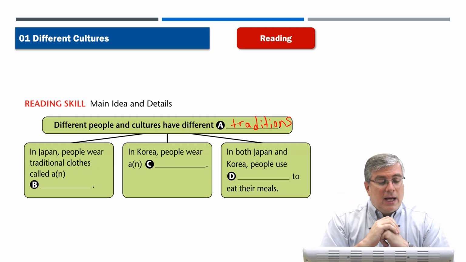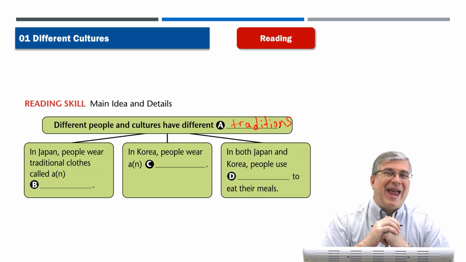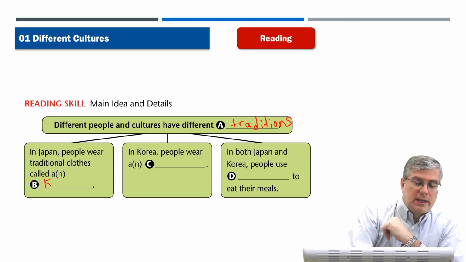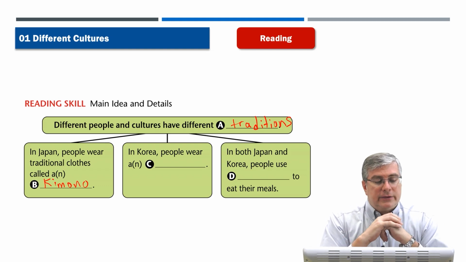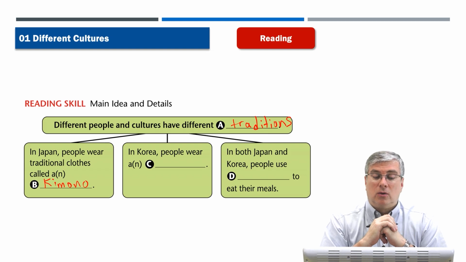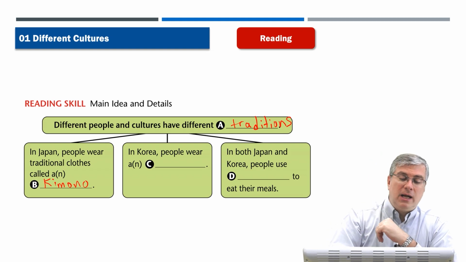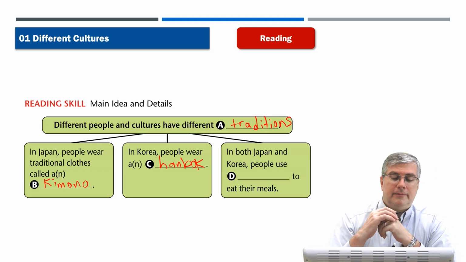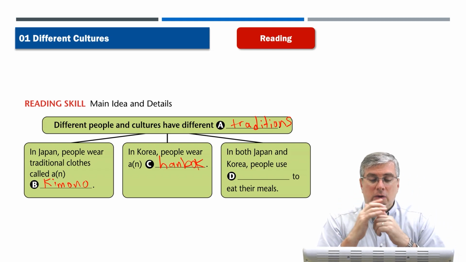An example is, in Japan, people wear traditional clothes called a or an... They're trying to trick you there, but of course we use a because it's a kimono. A kimono. So people wear traditional clothes called a kimono. In Korea, people wear a or an, of course it's a because it's hanbok, right? So hanbok. Okay, good. So different styles of clothing, okay?